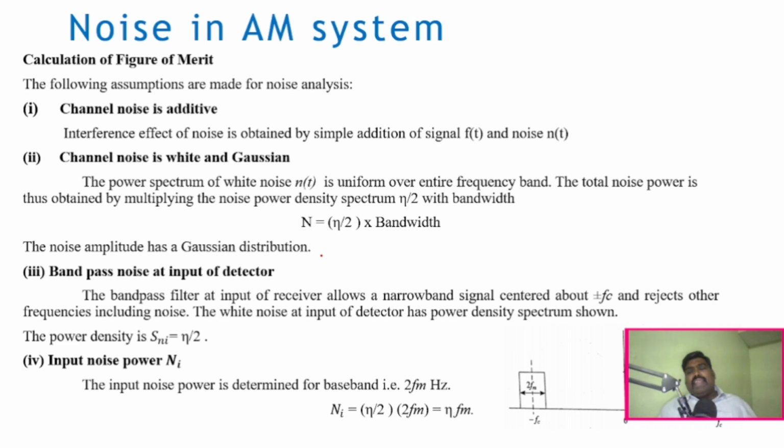Before that, these are very important calculations that you have to remember to calculate figure of merit. As I said before, the noise will get added to the original message signal, and that is called additive noise. This noise is considered as white noise or Gaussian noise, because it has a uniform spectrum over the entire band. So the power spectral density will be eta by 2. We can calculate the noise power by multiplying the noise spectral density and the bandwidth.